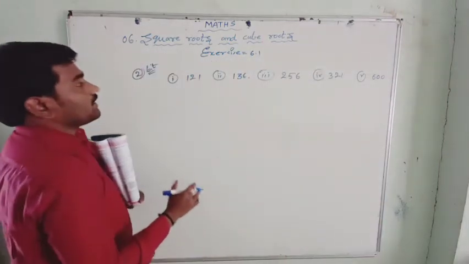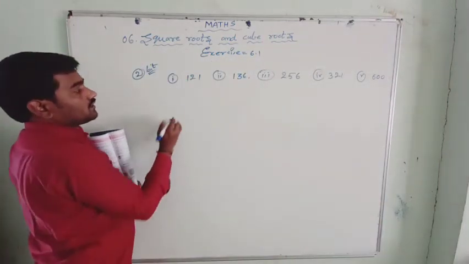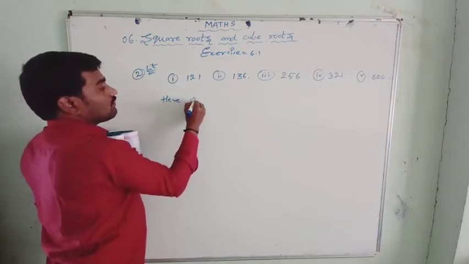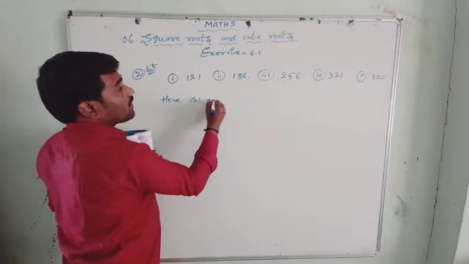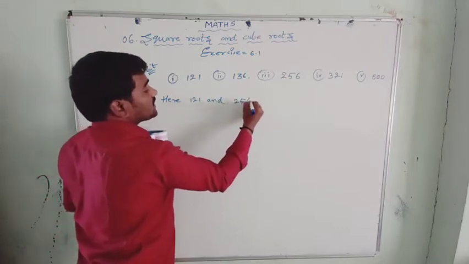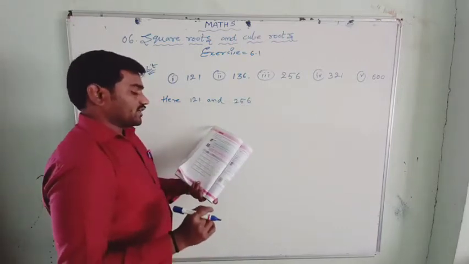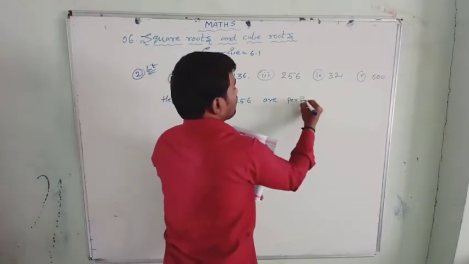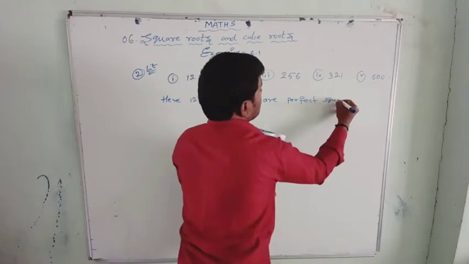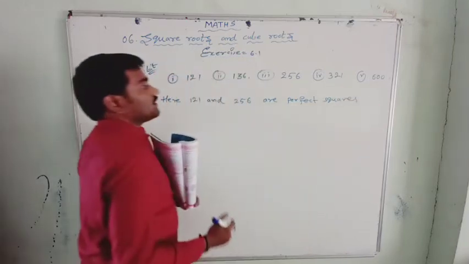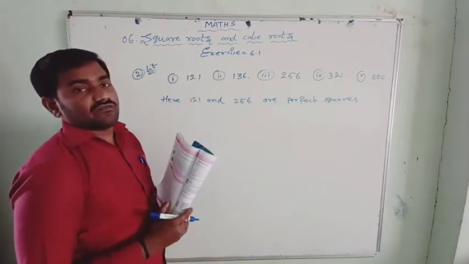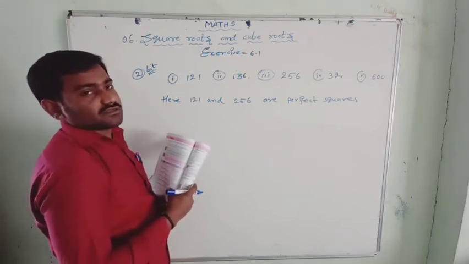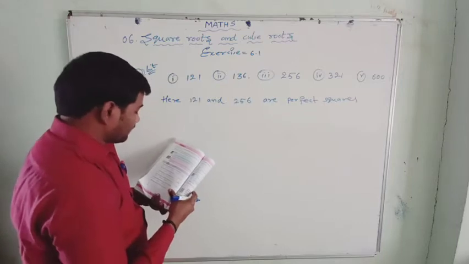Okay, in the squares up to 30, we know that 121 and 256 are perfect squares. The remaining are not perfect squares.